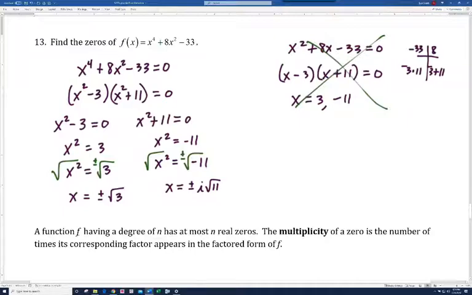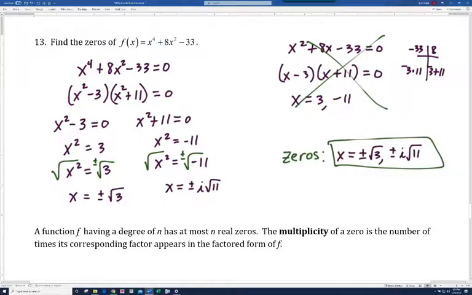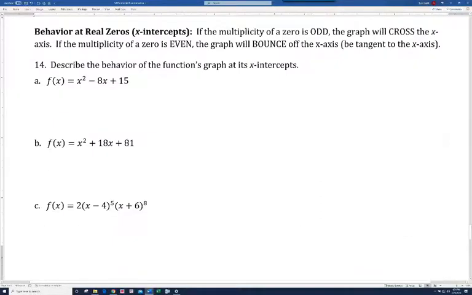So in fact, we have 4 zeros here. We have x equals plus or minus the square root of 3 and plus or minus i times the square root of 11. And in fact, this polynomial has a degree of 4, and sure enough, we got 4 zeros. So finally, we're ready to make this statement here. A function f having a degree of n has at most n real zeros. The multiplicity of a zero is the number of times its corresponding factor appears in the factored form of f. We talked about multiplicity before. All right, so let's go ahead and move on to the next slide.